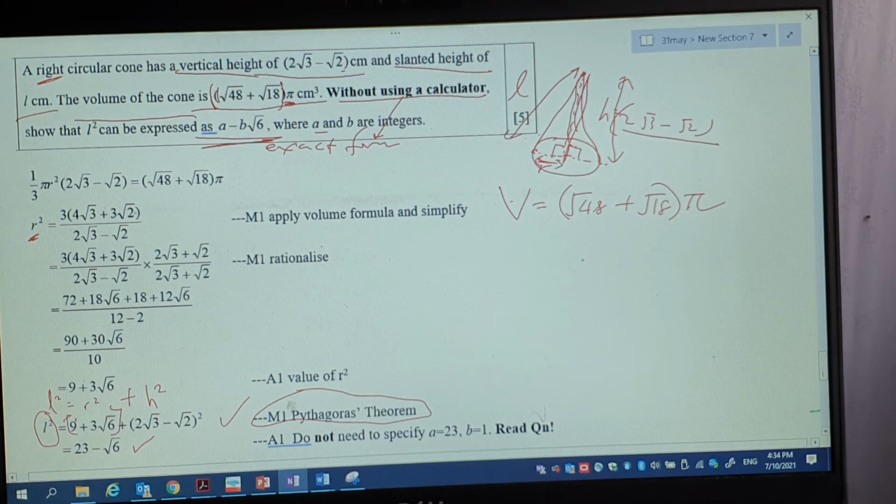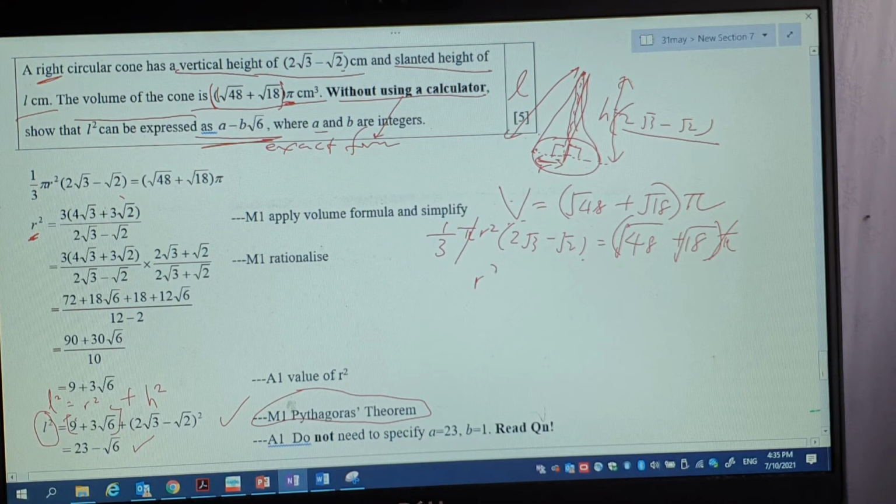But I'm going to show you now how we end up with the R square, how to find the R square. Now you should know that for a cone, the volume is 1/3 pi R square H, and the H is actually this fella. So now you see the pi will cancel out first, correct? Then what you need to do is to make this R square the subject.